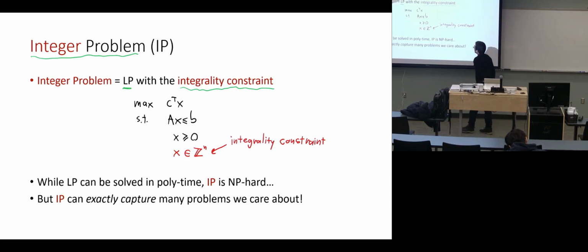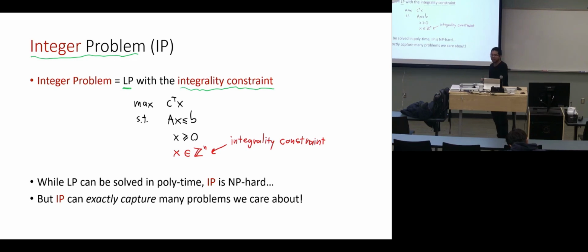Without this integrality constraint, you get an LP, which can be solved in polynomial time. But with this integrality constraint, IP is actually NP hard. So you cannot solve it fast. But why do we look at it? This is because IP can capture so many problems that you will ever care about. It just captures a lot of things very easily.